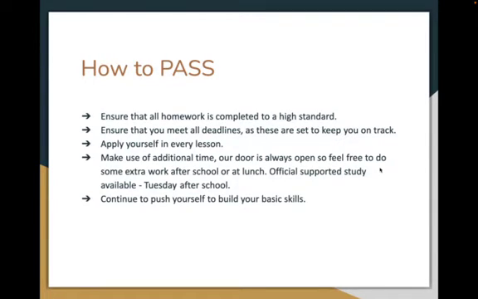And then, as I said, making sure that any additional time is used, whether that be after schools, whether that be lunch times, make the most of it. If there is a day that suits you better, if Tuesday doesn't work for whatever reason, just speak to us. We are about pretty much every day after school, or someone is there that can give you a bit of help. And then the last one is to just continue to push yourself to build your basic skills. If you can get the fundamentals sorted, the harder stuff will start to take care of itself. Again, if you have any issues, either speak to myself, Mr. Coulthart, and we can definitely point you in the right direction.